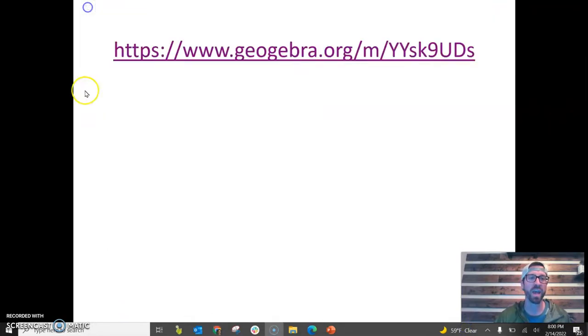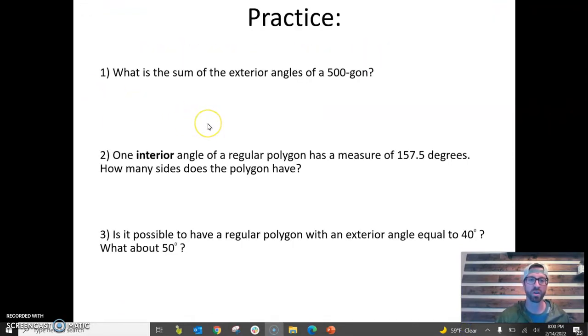So now that we have our new knowledge, let's use it to answer a few questions, okay? We're going to answer these 3 questions, and then after that, I'm going to show you a little bonus content which connects interior angles and exterior angles. So make sure you stick around for that. I think it's super interesting.